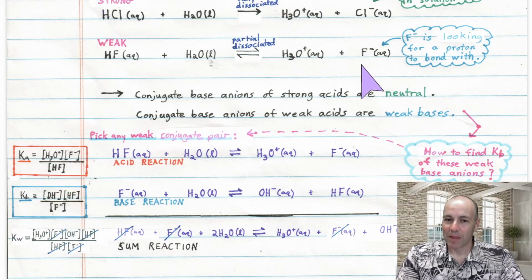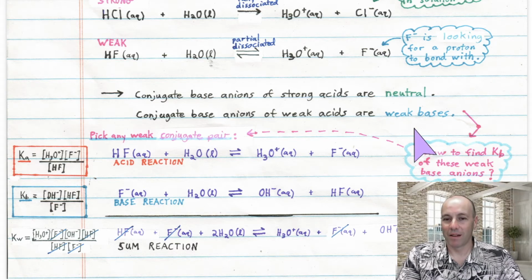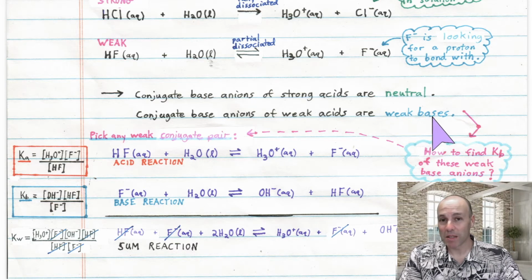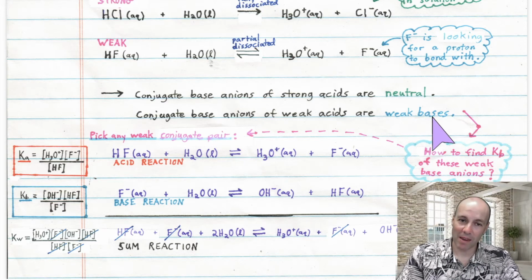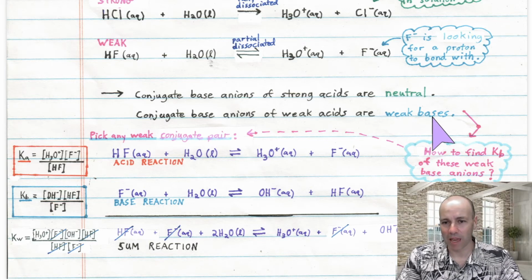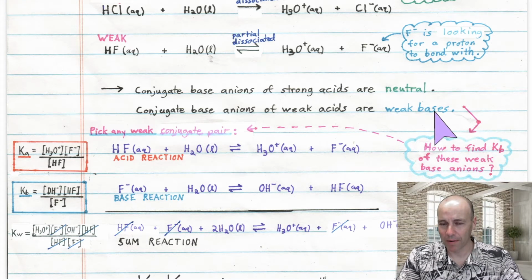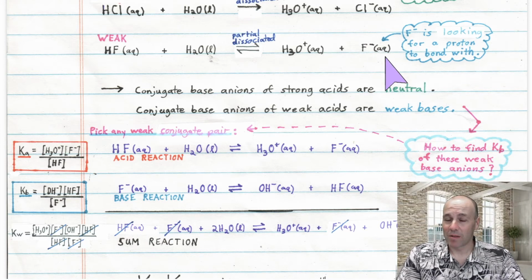Now, if they are basic, if anions like fluoride are weak bases, then they must have KBs. Remember, weak acids have Kas and weak bases have KBs. However, if you go to your Gen Chem text appendix where the list of KBs for common weak bases are, you won't find this one.